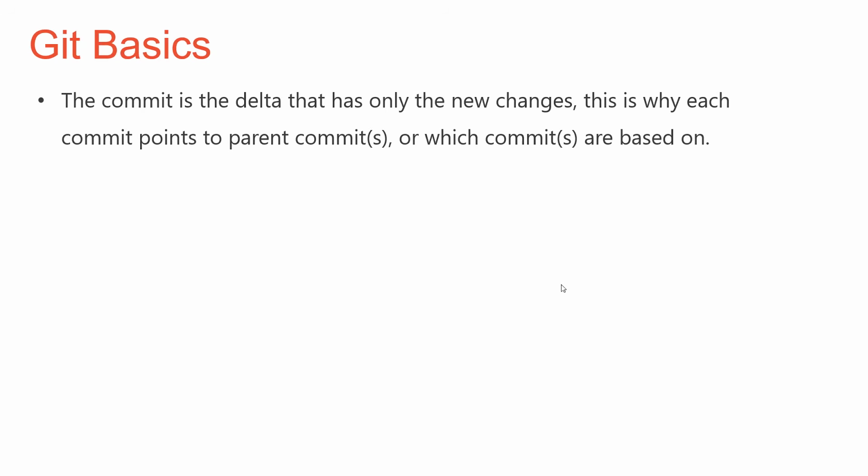So what is a commit? A commit is the delta that has only the new changes. This is why each commit points to a parent commit, or the commit it is based on. Because Git is optimized for resource utilization, it only has the delta with each commit. And in order to get, for example, a snapshot with all the changes, I need to get all the changes starting from this commit back through all the previous commits. This is why each commit points to the previous one.